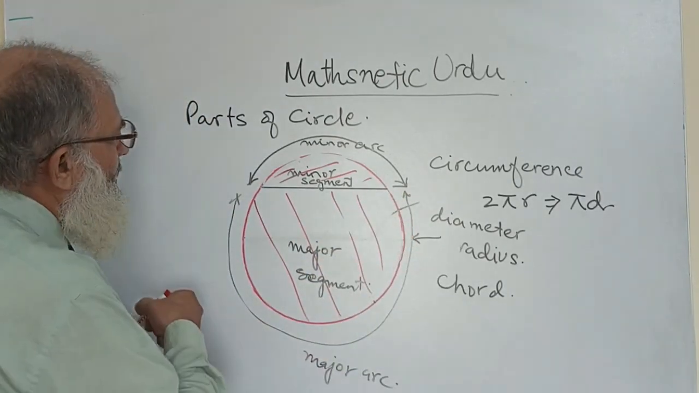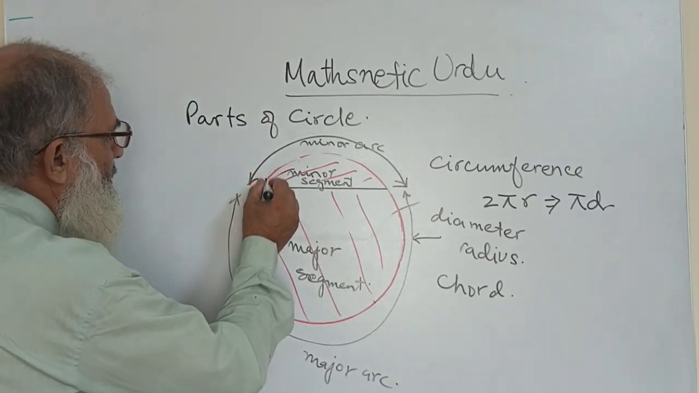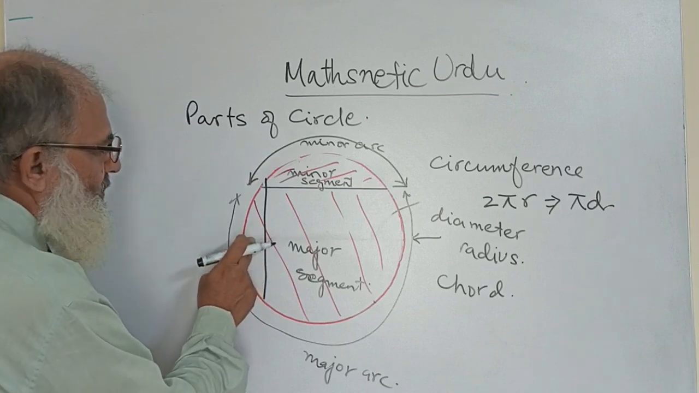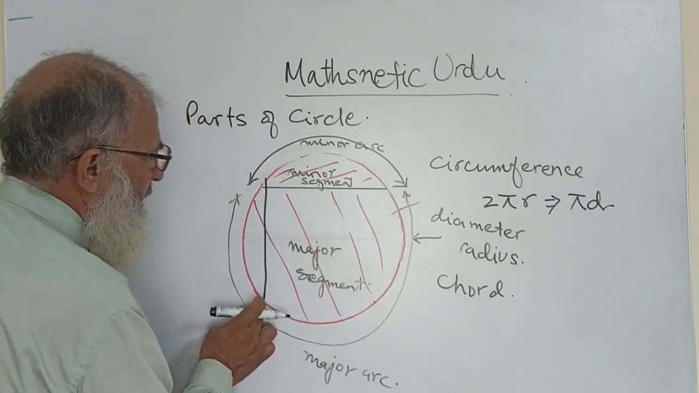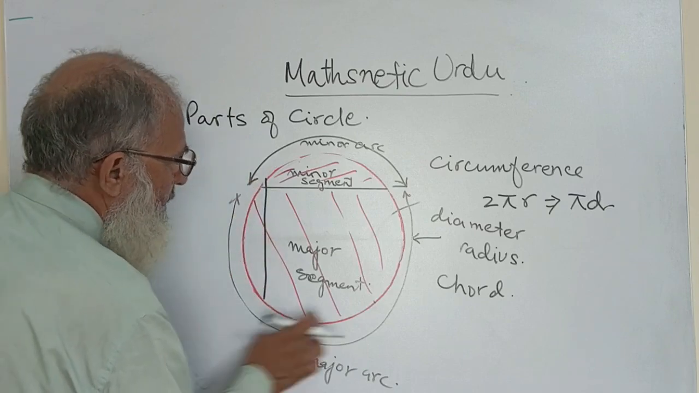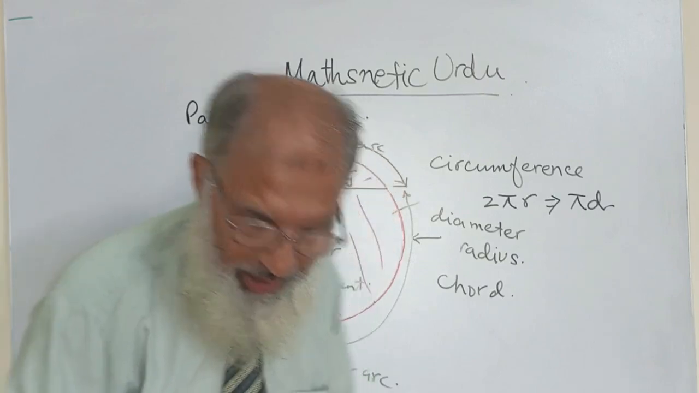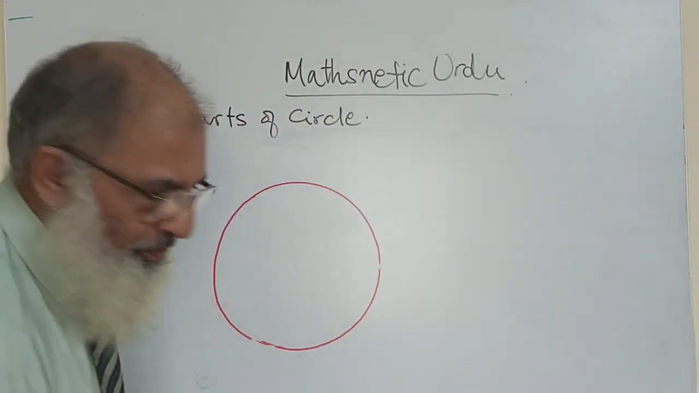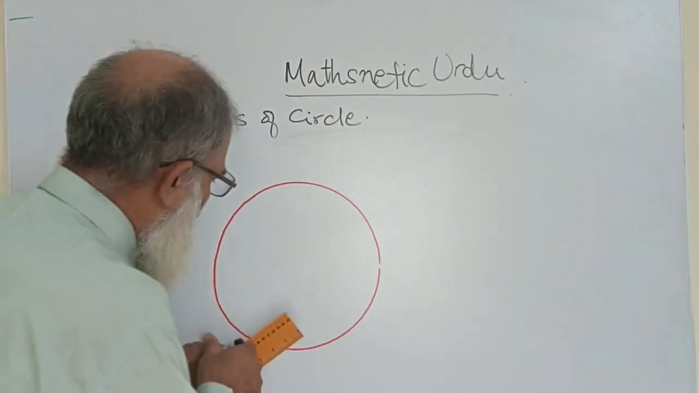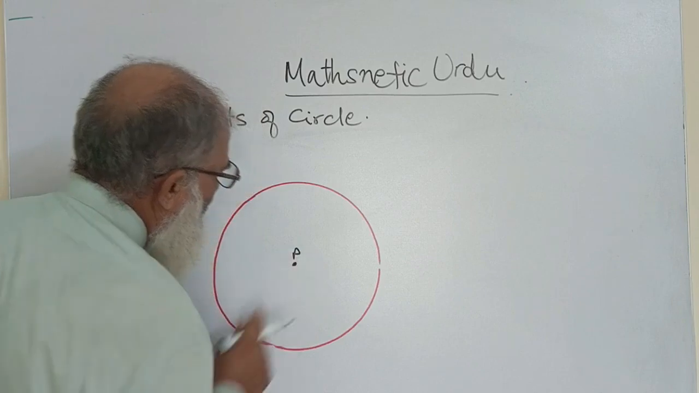Now it may be done like this also. You see that this will be the minor segment and this whole will be the major segment. This will be the minor arc, this will be the major arc, wherever you want to do. Now let me draw another figure. Now there are some other parts. This was our point P over here, the center point.